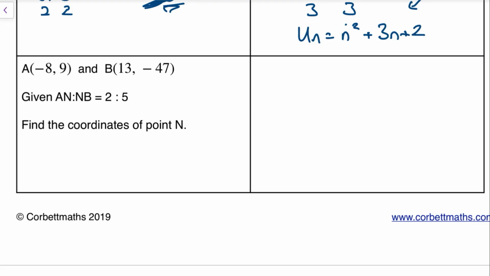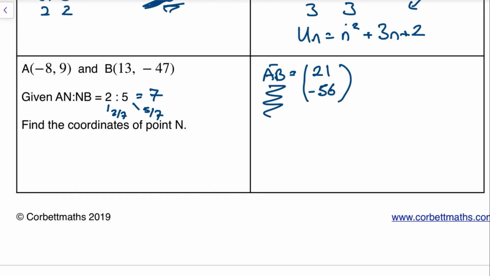Given that AN to NB is 2 to 5, find the coordinates of N. Now, the first thing I'm going to need to do is work out the vector that gets me from A to B. So to get from A to B, my x values go from minus 8 to 13, which is an increase of 21. And my y values go from 9 to minus 47, which is a decrease of 56. Now what I notice is these sum to make 7. So in other words, this is 2/7 and this is 5/7, because that's the vector here to go from A to B. The vector to go from A to N is going to be 2/7 of 21 and minus 56.